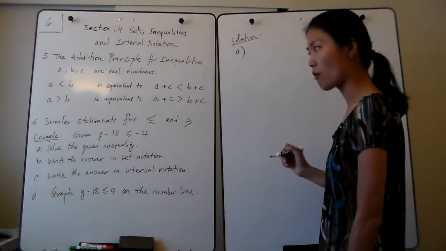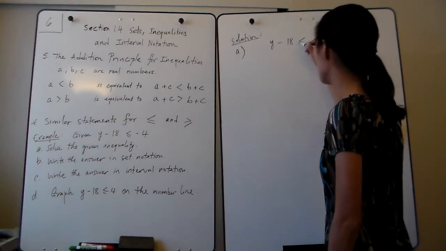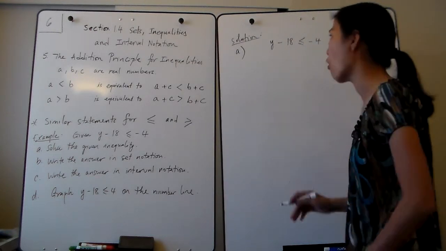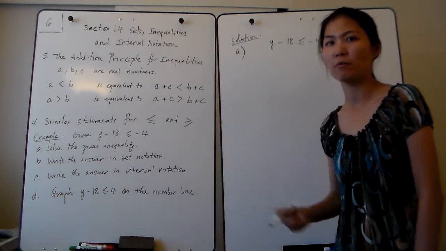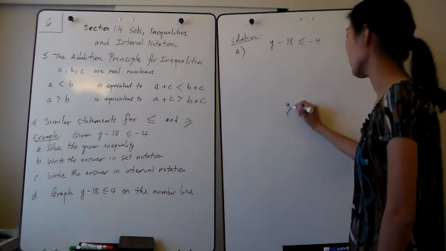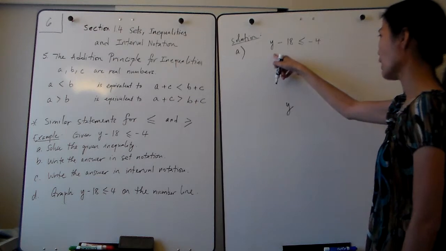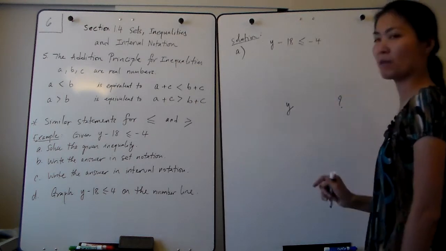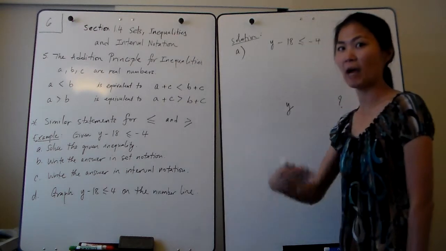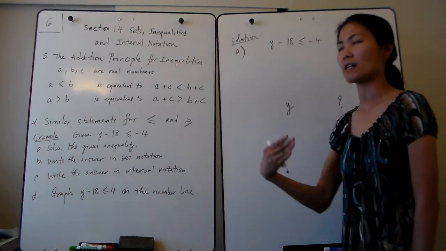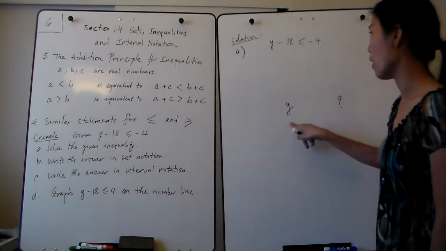Alright, so I will start by writing the inequality y minus 18 less than or equal to negative 4. I need to solve this inequality. Remember, when you solve something, you solve for the variable. So I need to solve for y, okay? So what is y? In this case, y is adding to or subtracting from something, right? Does it ring a bell when a variable is added to a constant or subtracted from a constant? We're going to use the addition principle to obtain y.